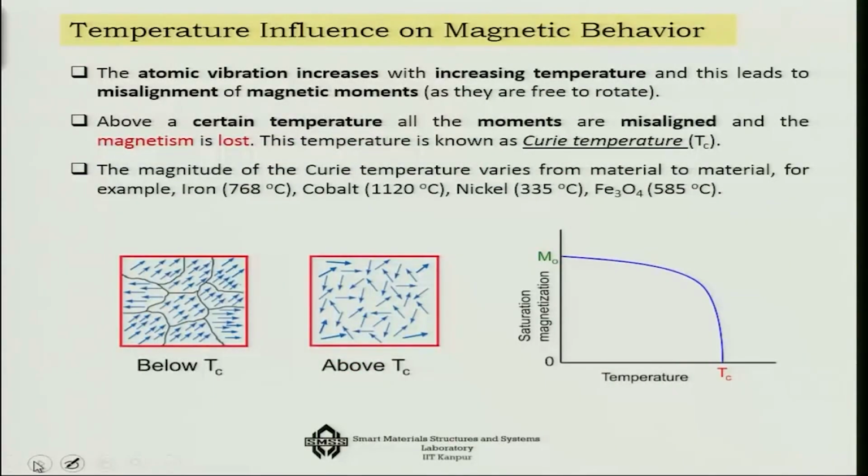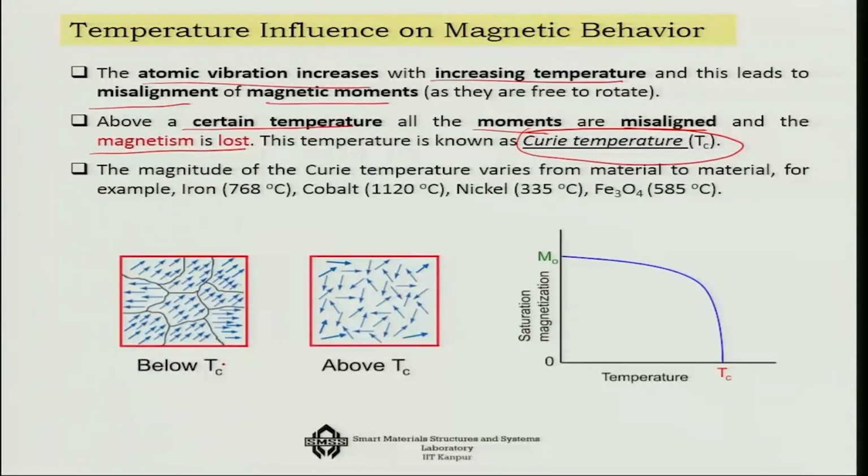So, how does this property change with respect to temperature, because many times temperature becomes a factor in our applications? We know that atomic vibration increases with increasing temperature, and this leads to misalignment of magnetic moments as they are free to rotate. Above a certain temperature, all the moments are misaligned, which means they become random in nature and hence the magnetism is lost. This temperature is known as the Curie temperature. Beyond that, it is so much misaligned that the magnetism is lost.